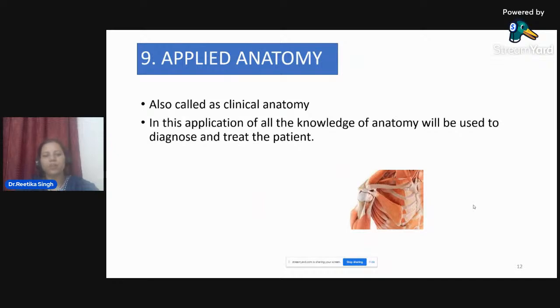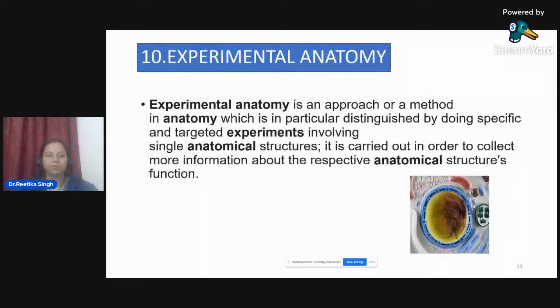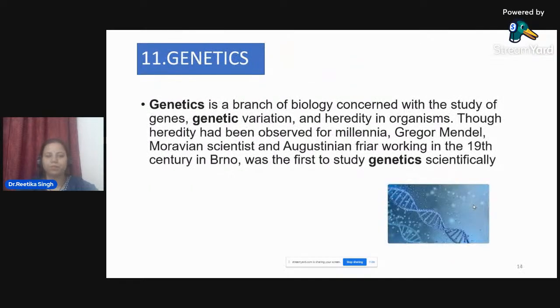In this, the application of knowledge of human anatomy will be used to diagnose and treat the patient. Experimental anatomy is used to target or conduct experiments involving an anatomical structure. It is carried out to collect more information about the respective anatomical structure and its function.